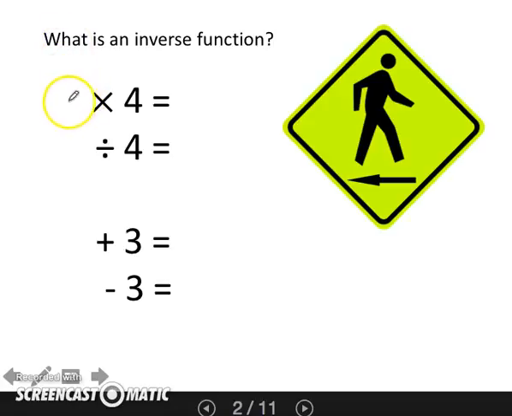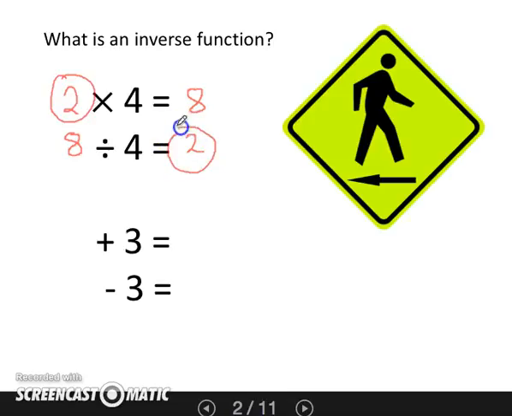For example, suppose we start out with a number 2, we multiply that by 4, we get 8. Then if we take 8 and divide it by 4, we get back to where we started, 2. So an inverse of an operation brings us back to where we started. This man walking backwards is kind of a visual for you about that.